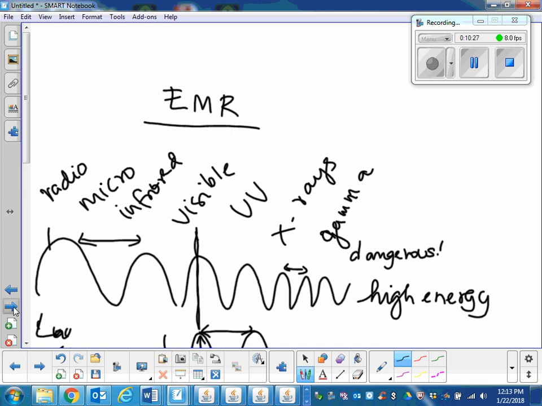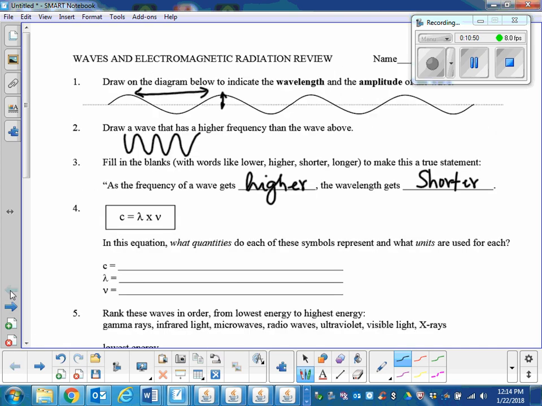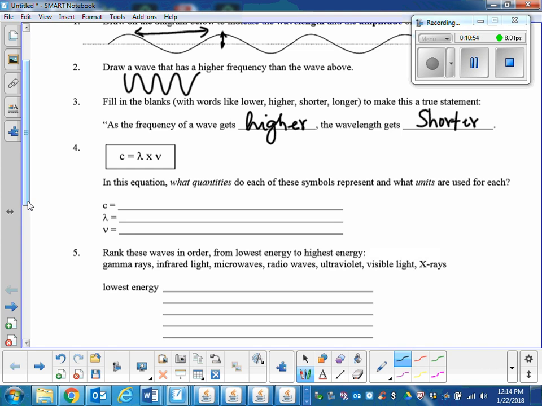Now, all of them travel at the same speed. Every electromagnetic radiation has a speed which we call the speed of light. It's fixed. It's 3.00 times 10 to the 8 meters per second. We're going to record this in our paper, so know that. All the electromagnetic waves travel at the speed of light. What is the speed of light? 3.00 times 10 to the 8 meters per second.